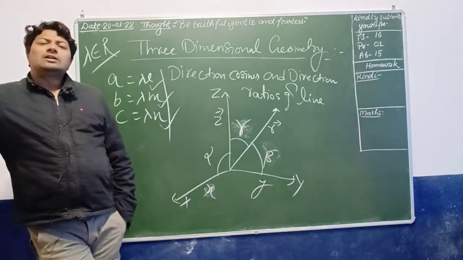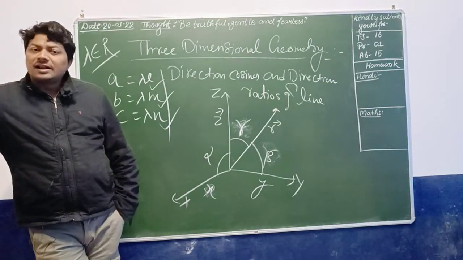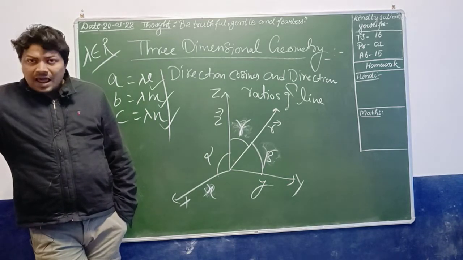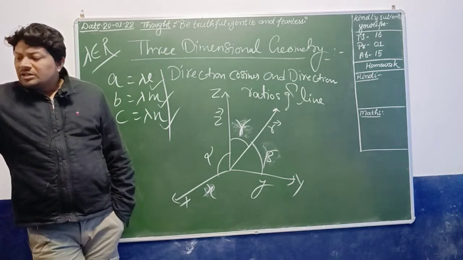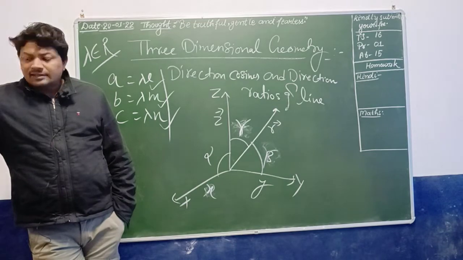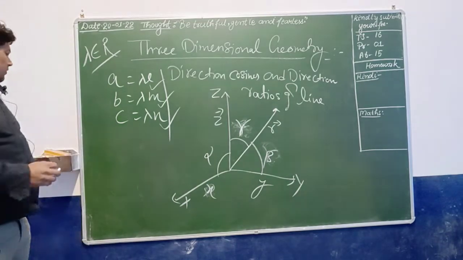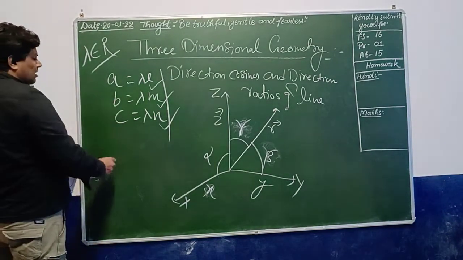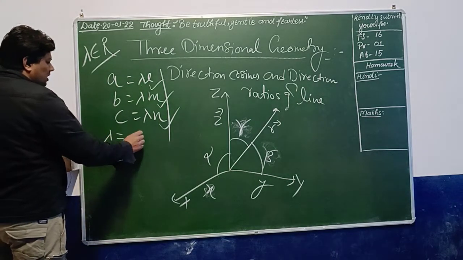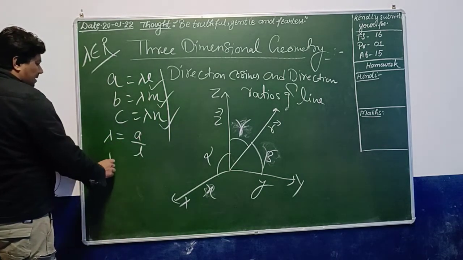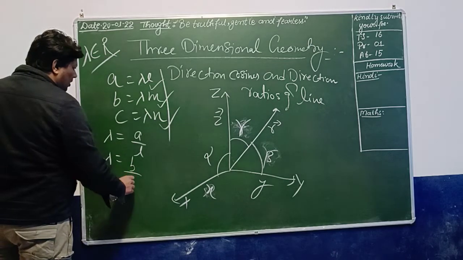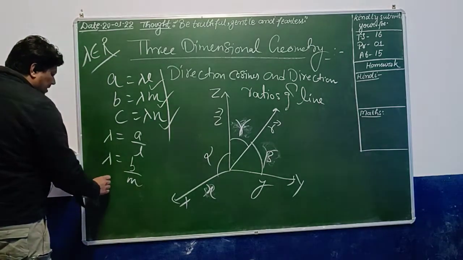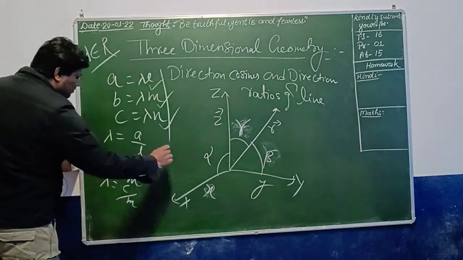If you take A, B, C as the direction ratios of the line, and L, M, and N as the direction cosines of the line, then what do we have? You will get lambda equal to A upon L, lambda equal to B upon M, and lambda equal to C upon N. Any doubt at all?